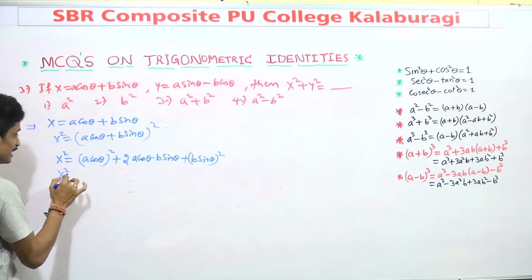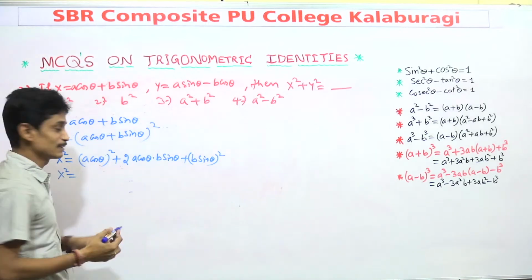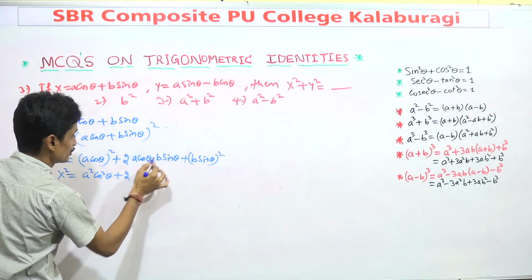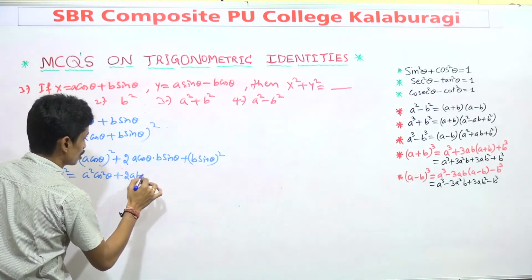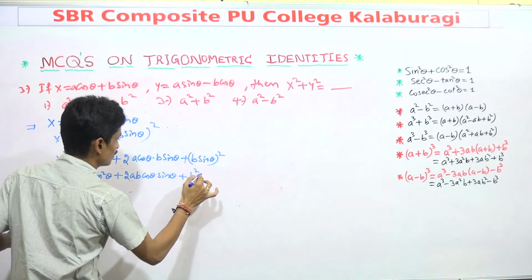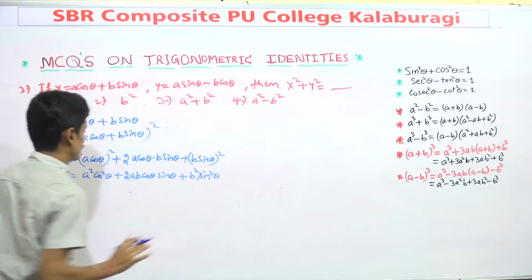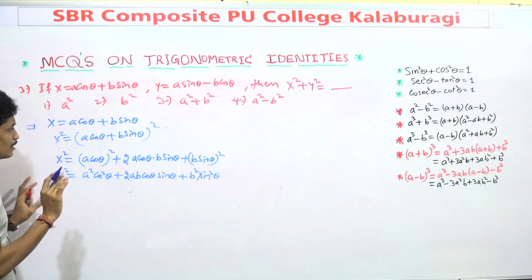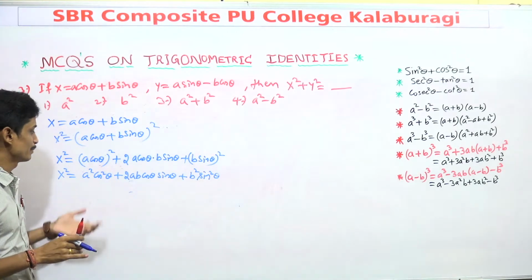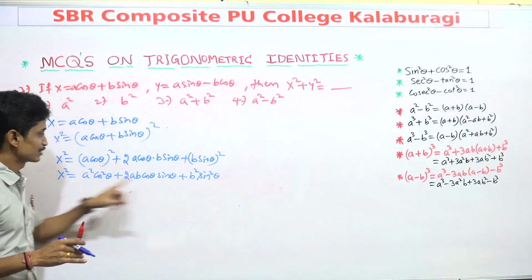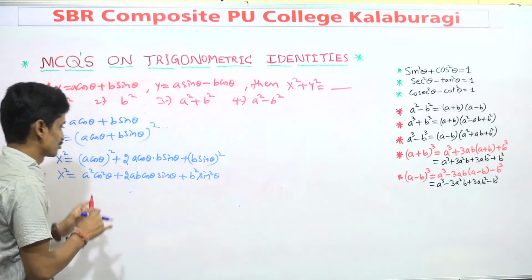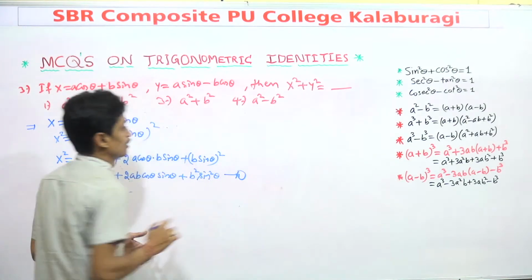After that, x square is equal to, removing the bracket, a square cos square theta, 2 into a into b is 2ab cos theta sin theta, right, as it is. Removing the bracket, b square sin square theta. We don't take any term common and we cannot simplify. a square and b square are different, we can't apply any identities. So this is called equation number 1.